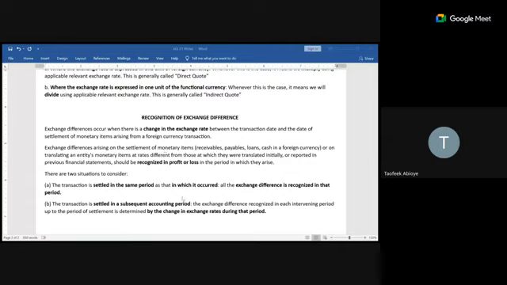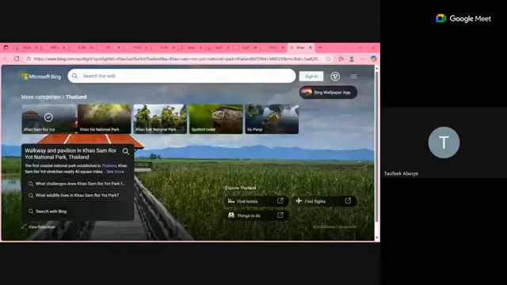Yeah, let me try to show my screen now. Let me present my screen. Okay, just give me a few minutes. I want to share my screen. Okay, where is this? Okay, this is it. This is it.